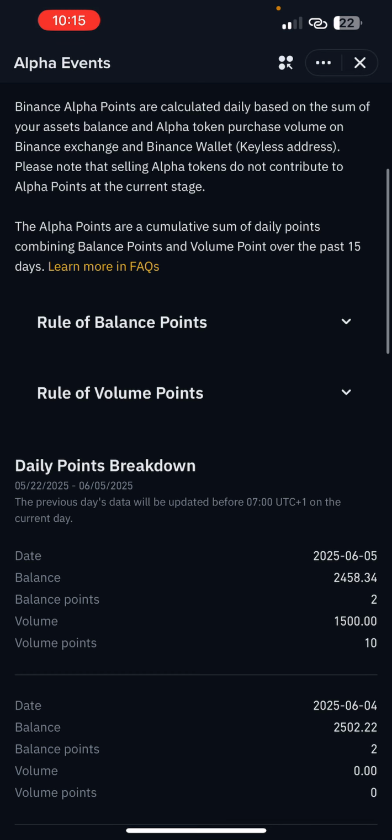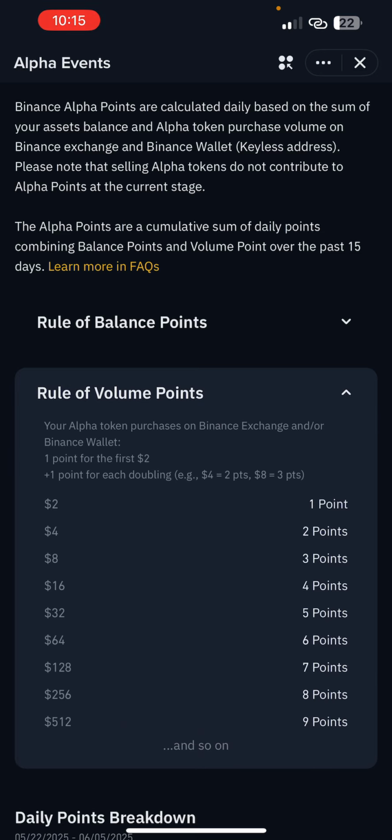The second category of reward points is the volume point. This is the Binance Alpha points you get for the total traded volume in your account every single day. So if I do a total trade of $10,000, I get rewarded in points for this category, that is volume points. This is the breakdown of how you get your reward. If you do as little as a $2 trade, you get 1 point every day. If you do $4 worth of trade, you get 2 points. If you do $8 worth of trade, you get 3 points.